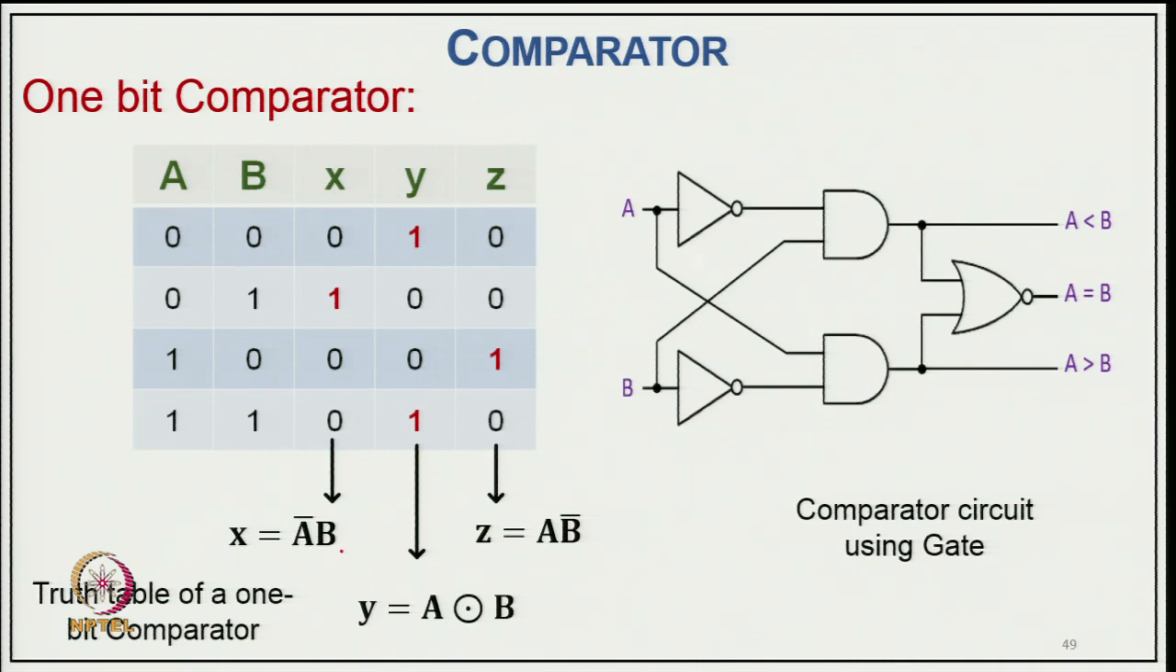So, this represents X equal to A bar B, as represented in the truth table, and Y is represented as the exclusive NOR, Y equal to A XNOR B, and Z is where A is greater than B, so Z equal to A B bar. This is the logic gate representation of the three outputs from two inputs A and B, by taking the NOT of A and B, and then ANDing with the corresponding functions. One goes to X, another goes to Z, and this comes out as Y. So, these are the three outputs X, Y, Z, and this is the comparator logic circuit we are using for the design.